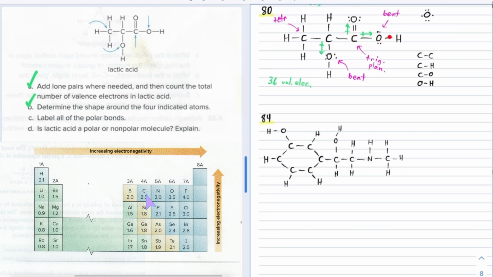I don't see any. Okay, we've got oxygen-hydrogen bonds here and here. So 3.5 versus 2.1. That's a difference of 1.4, with the electrons being pulled towards the oxygen. So here, the oxygen's pulling it away from the hydrogen, and this oxygen's pulling it away from the hydrogen. Lots of bond dipoles here. I don't see any other types of bonds in here except for carbon-hydrogen and carbon-carbon. Okay, so we've labeled all the polar bonds.